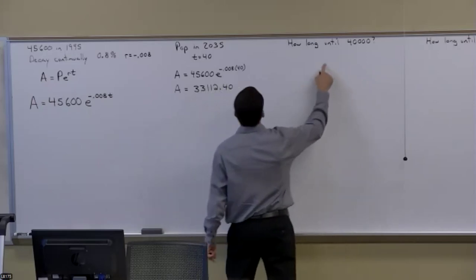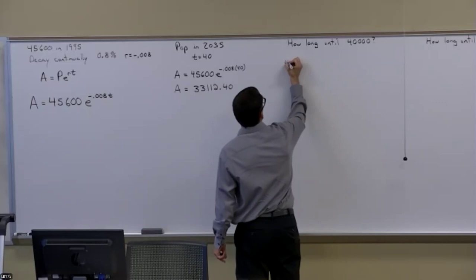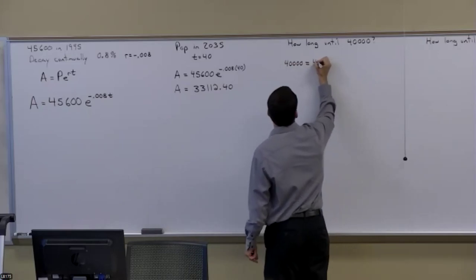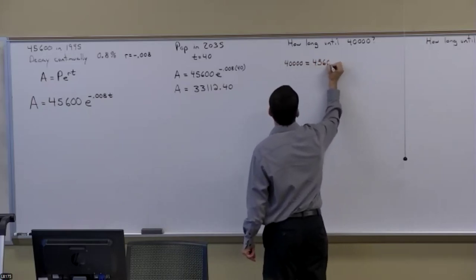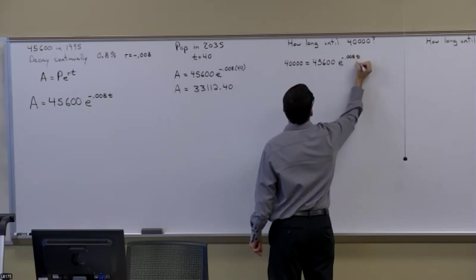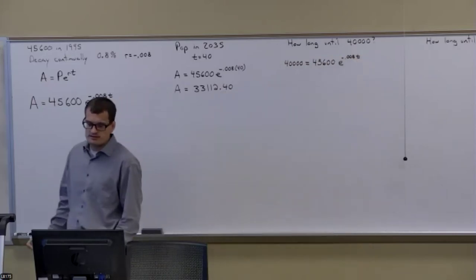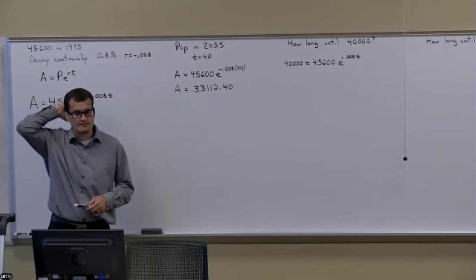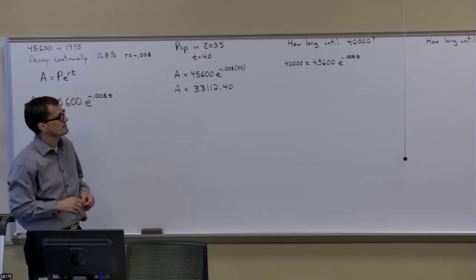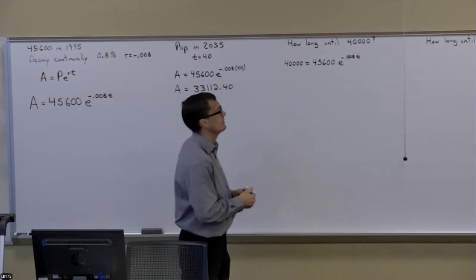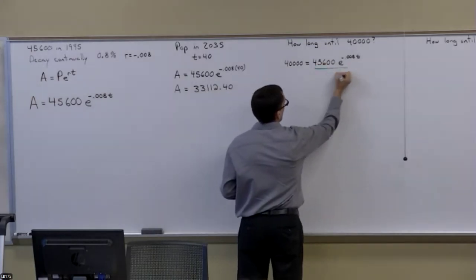Now, how long until we have 40,000 people? We're going to take 40,000 as the amount of people we have after a certain time and figure out what that time would be. So we take 40,000, set it equal to 45,600 times e to the negative 0.008 t. And then solve that equation. So I divide both sides by 45,600.